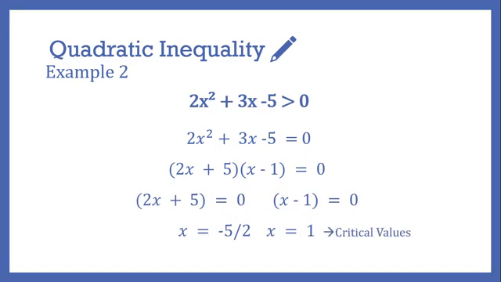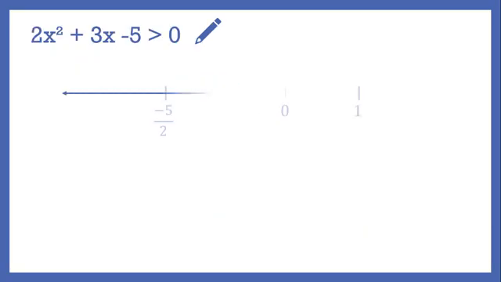These are called critical values. We plot these critical values on the number line. We pick one number on the left of the interval, one in the middle, and one on the right interval. We use open points at negative 5 halves and 1 since negative 5 halves and 1 are not part of the solution. We will use negative 3, 0, and 2 in each interval, and we will test these values and determine whether the interval is true or false.